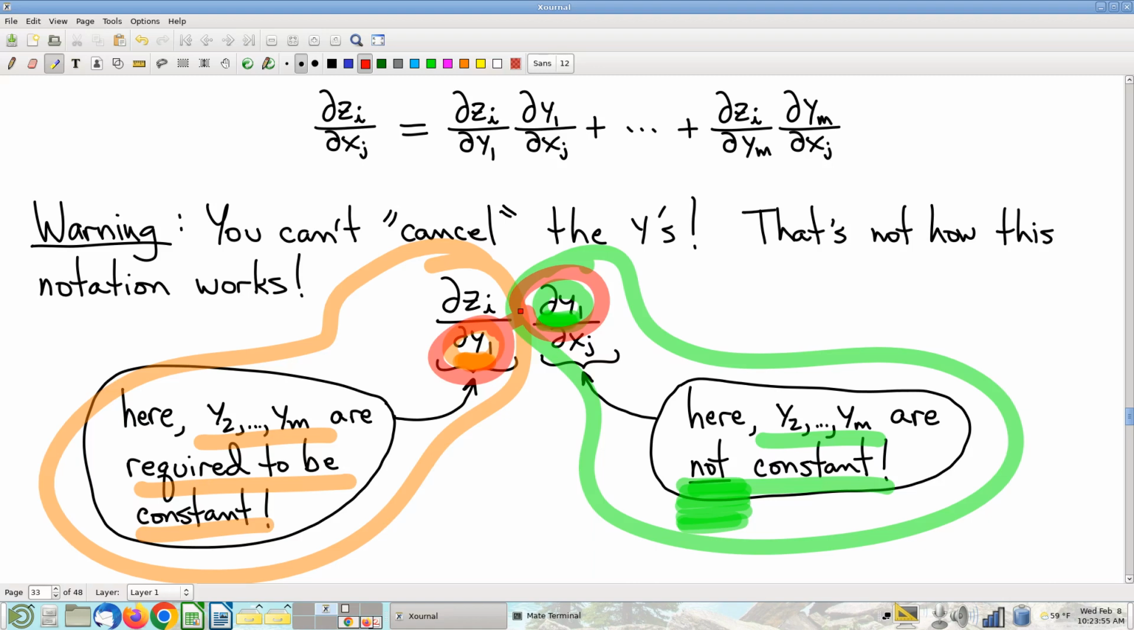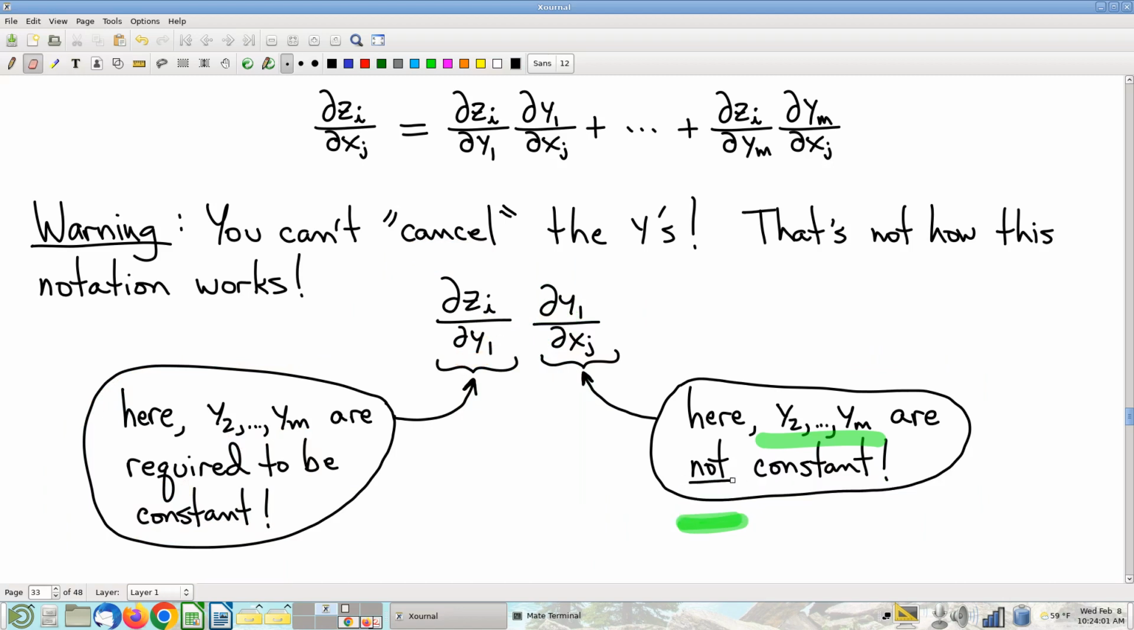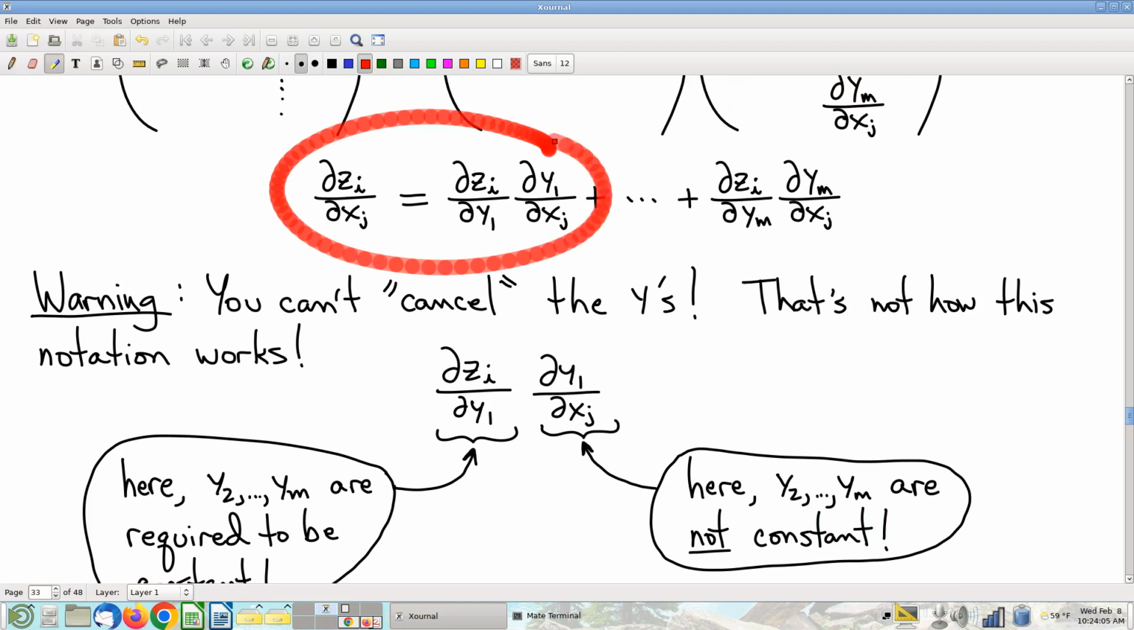Does that make sense? Is everybody happy with that? It's a very dangerous little landmine. So many students on past exams will write down this and do that little cancel, and it's indicative of a complete misunderstanding of the chain rule. So please don't step on that landmine.